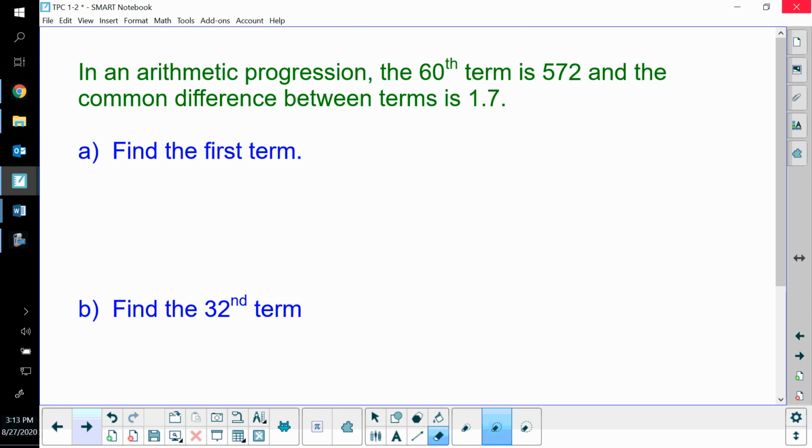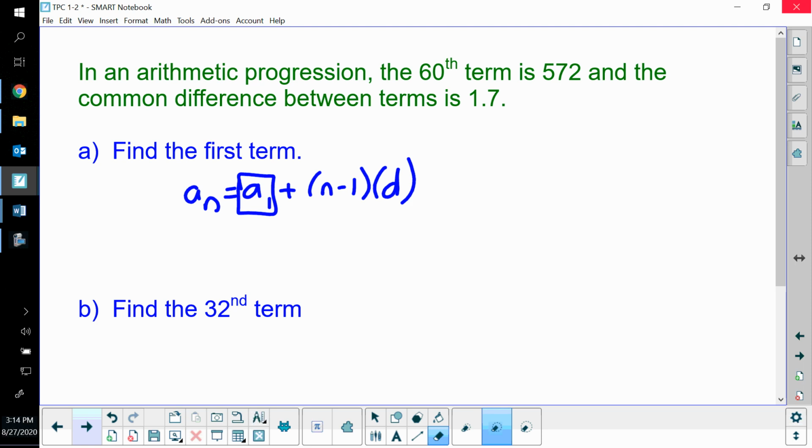Going to the top of page 7 now. We have our 60th term is 572. Common difference is 1.7. Find the first term. Now they told us it's arithmetic. So we will use that formula. We want to find the first term. So we don't know A1, meaning we should be able to fill in for everything else.